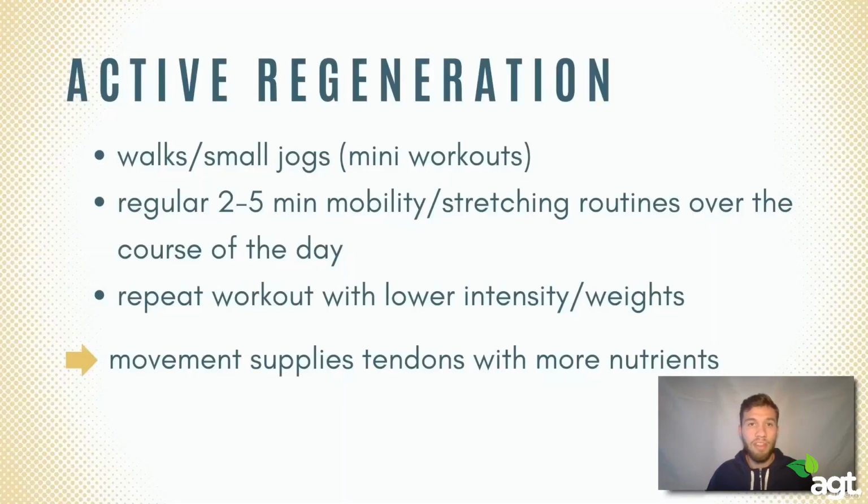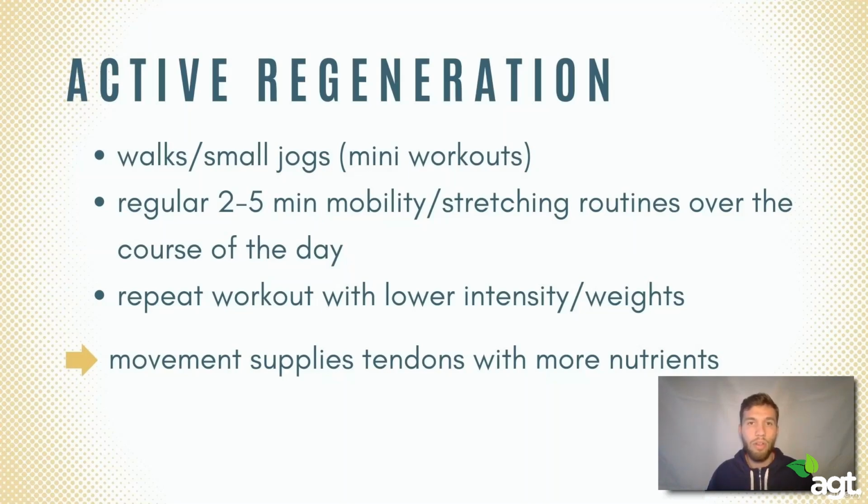The first method is active regeneration. What that means is we want to optimize the time between our workouts and not just do nothing between. So yes, we want to rest, but we want to actively rest. So what we can do is do mini workouts multiple times a day, which could be walks or small jogs. It can be just 10 minutes. Get outside, get moving, get your heart rate up, and get your whole metabolism going.